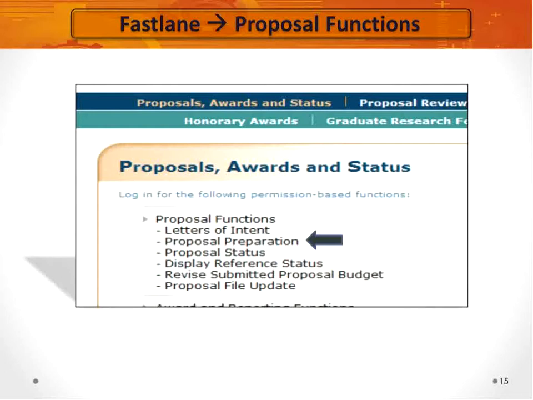Anyone can access Fastlane, but to begin working on a proposal, you will need to be registered with Fastlane. The institution that will be the fiscal agent for the grant and certain grant personnel must be registered. The institution must be registered first, and then one or more account administrators named. Once someone at the institution has administrative rights, then it's possible to register other individuals.